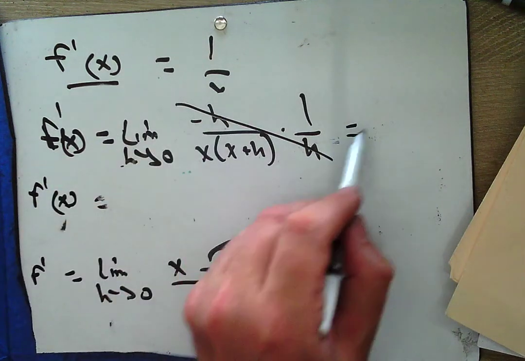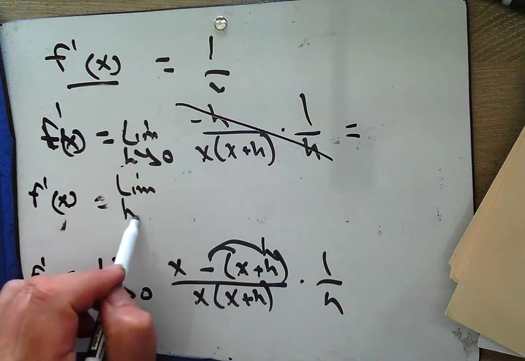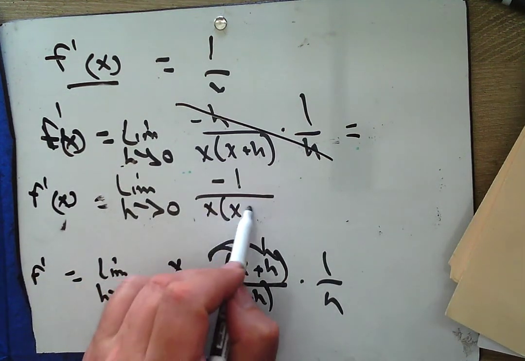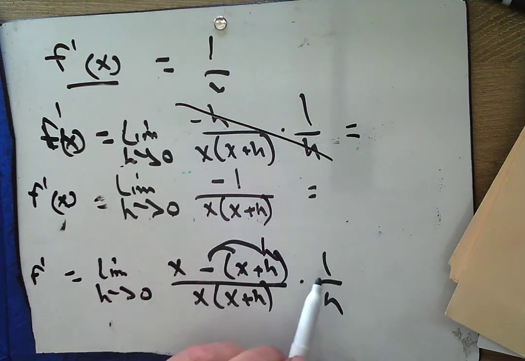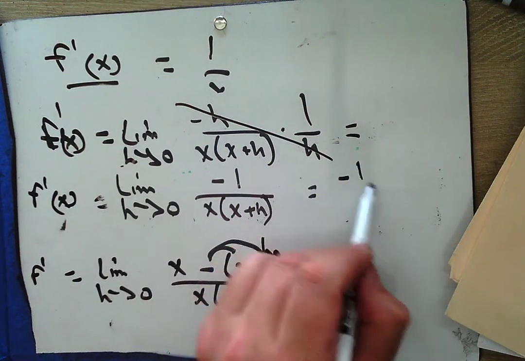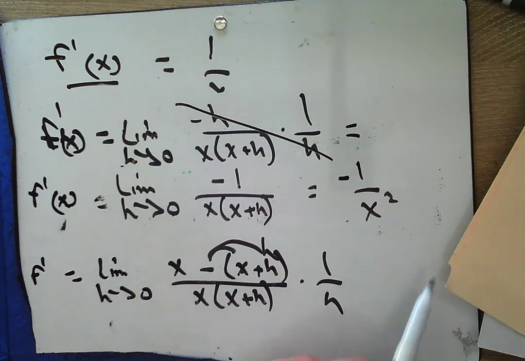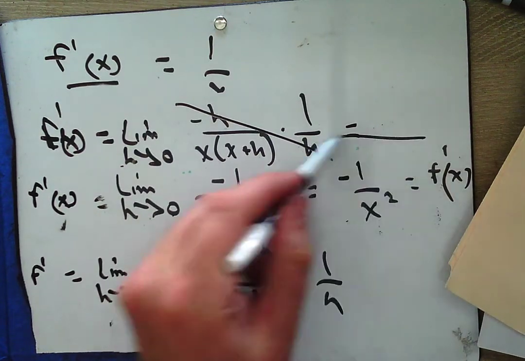And now I want the limit as h heads to 0 of negative 1 over x plus h. And at this point, it's now safe to plug that 0 in for h, and I get negative 1 over x squared. Use the limit definition of the derivative to find f prime of x. That's f prime of x.